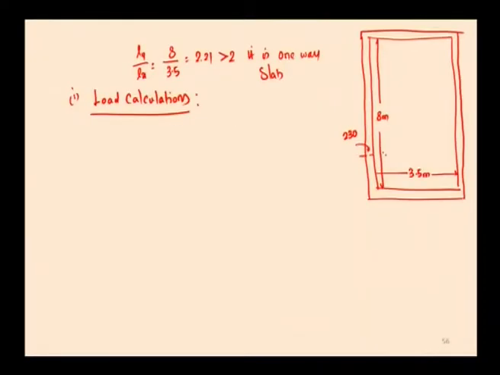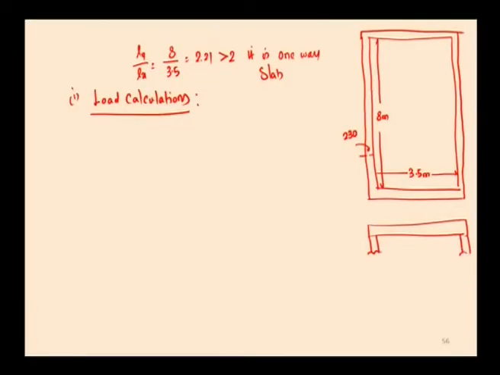So, we have identified that this slab is a one-way slab. It is supported on these two walls along the 3.5 meter direction, and this is the cross section of the slab. This is a slab which is spanned along the shorter direction, that is the 3.5 meter side, and the thickness of the support is 230 mm or 0.23 meter. First one is dead loads: self weight of the slab. In order to find the self weight of the slab, we need to know the thickness of the slab.